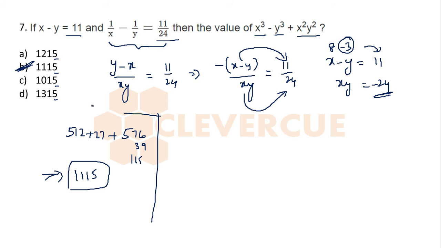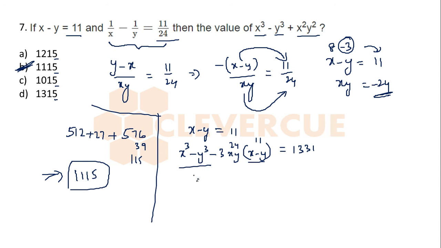Now if you cannot guess the value of x and y individually, then you have to solve for them. The value of x minus y is given as 11. Then if you cube on both sides, you will be getting x cube minus y cube minus 3xy into x minus y, which will be equal to 11 cube, that is 1331. Now you know the value of x minus y, that is 11, and you know the value of xy. Now solve for x cube minus y cube.